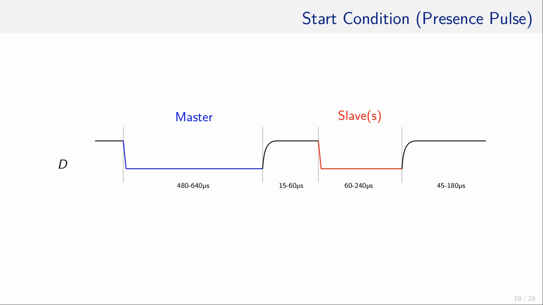Taking a step back, how does the entire protocol look like? First, the master initiates communication with a reset pulse, which lasts between 480 and 640 microseconds. All the slaves reset their communication interfaces and return them to a known state. After that, the master releases the wire. Now, the slaves send a presence pulse lasting between 60 and 240 microseconds. To the master, it is unknown how many slaves are there in the system. It just knows that there is at least one slave present.